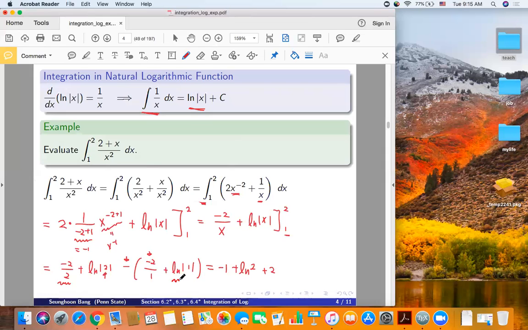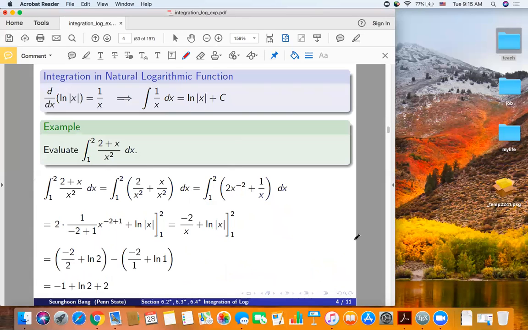What is ln of 1? Do you know ln of 1? Okay, then write the 0. Is it right? ln of 1 equals 0? What do you think? Yes, it's good. Thanks. This is 0. So simplify. Minus 1 plus 2 is 1, plus ln of 2. That's it. This is the final answer. That's good. This is our idea for solving this problem.